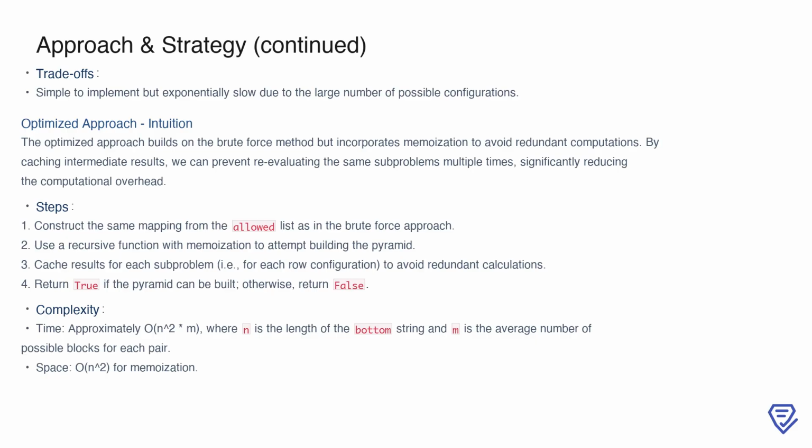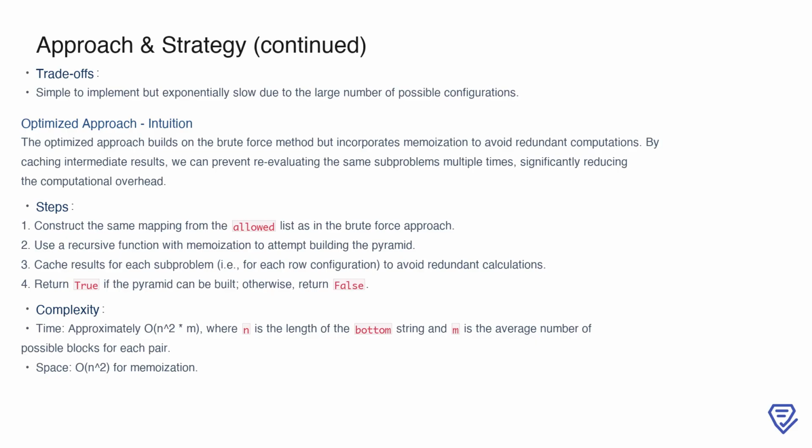To address this, we can use an optimized approach that incorporates memoization. The idea here is to avoid redundant computations by caching intermediate results. This way, when the same subproblem arises, such as determining whether a specific row configuration can lead to a valid pyramid, we can simply reuse the cached result instead of recalculating it.